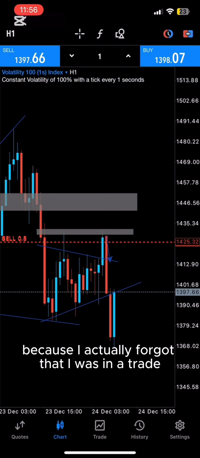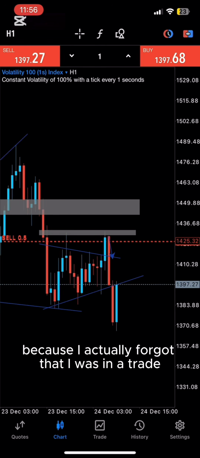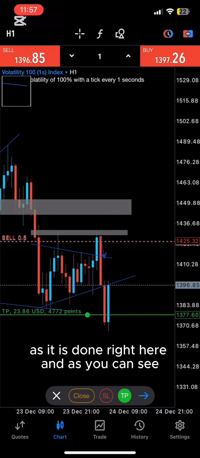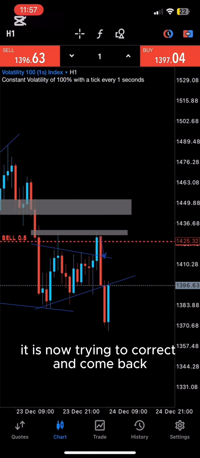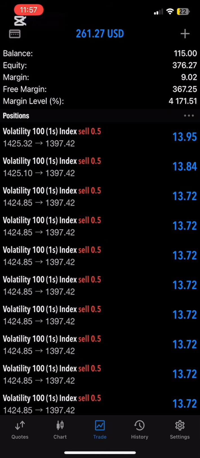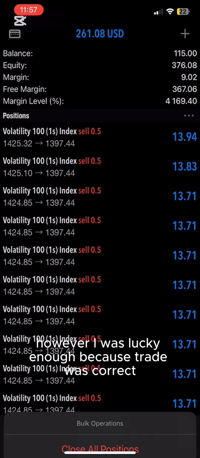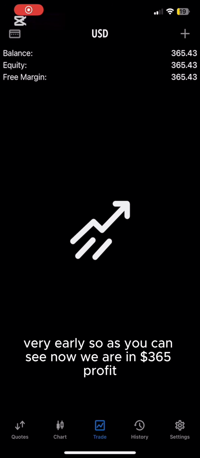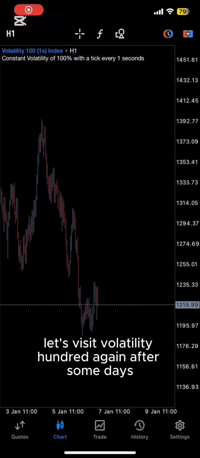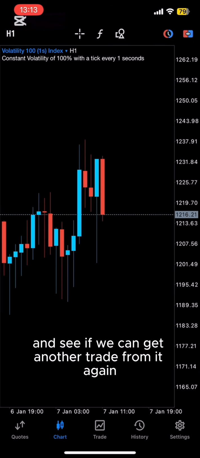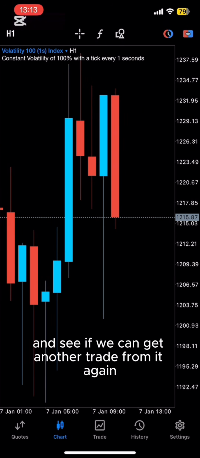This is a lot because I actually forgot that I was in a trade. The market shouldn't have broken to the downside as it has done right here, and as you can see, it is now trying to correct and come back into the trend. So this was kind of a mistake. However, I was lucky enough because the trade was correct, but I should have exited very early. As you can see, now we are in $365 profit. Let's visit volatility 100 again after some days and see if we can get another trade from it.